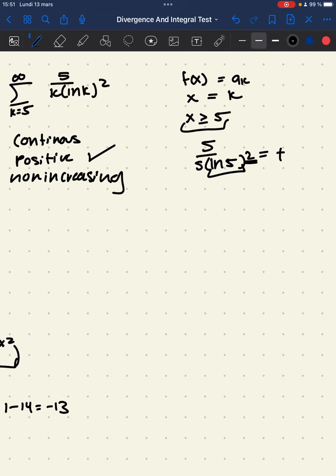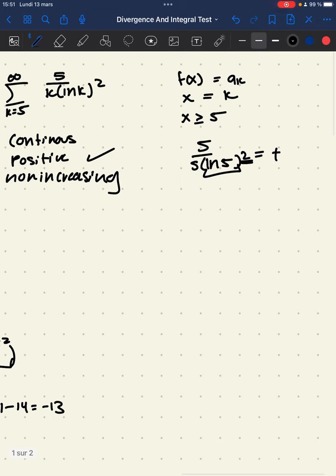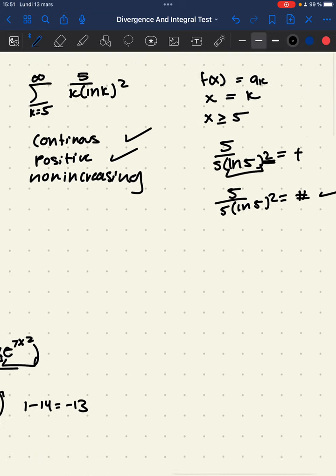Okay, now continuous. Now we just plug in the first number in our interval, which is just 5, which is what we've been doing. So yeah, we just plug in the same interval. 5 ln 5 squared. Is it continuous? This gives you a number that's not infinity and that's not negative, so it is continuous.